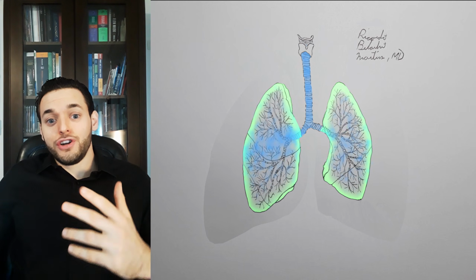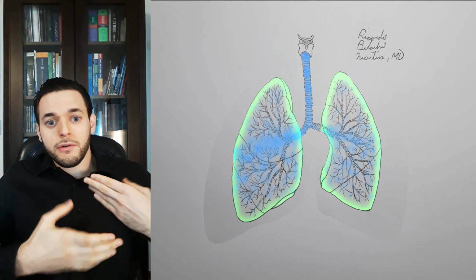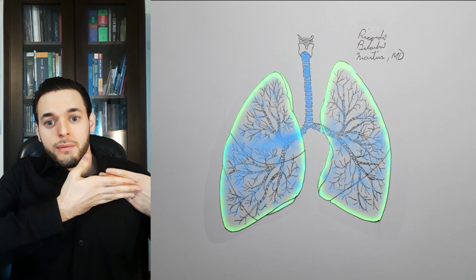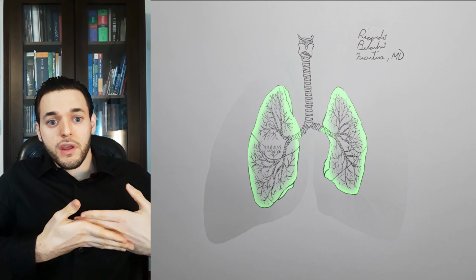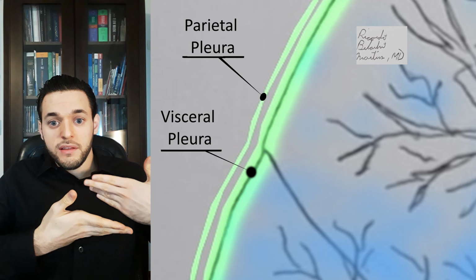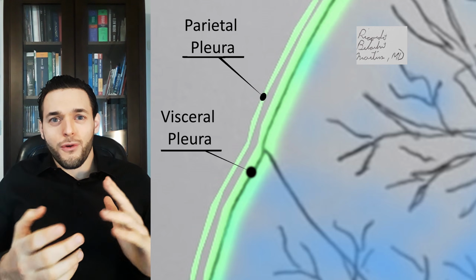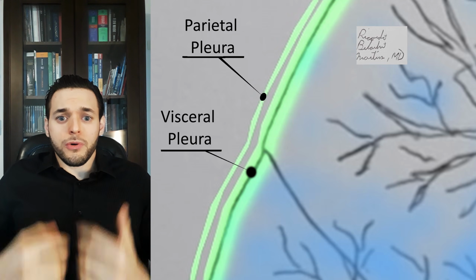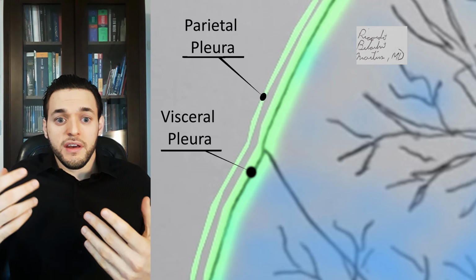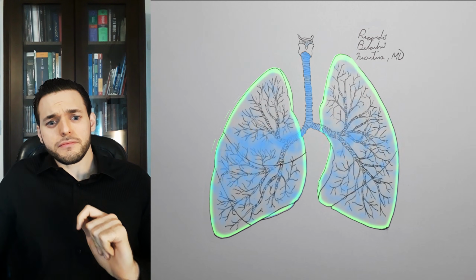Since there is virtually no space or pressure between these two layers, pulling on the parietal pleura usually causes the visceral pleura to come along and vice versa. We often say that the pressure in the pleural space between the visceral and parietal pleura is negative. This is of course in relative terms. It only means that it's lower than the atmospheric pressure and thus can be interpreted as vacuum for practical purposes.